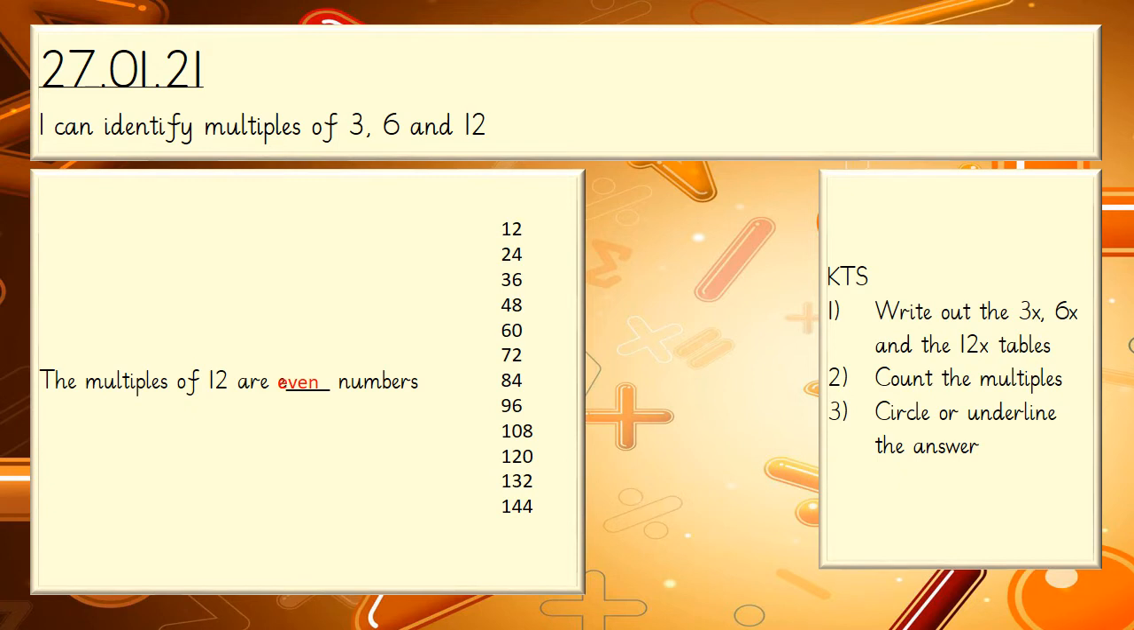That's the same as the multiples of 6. So if they're multiples of 6 or 12, they must be even. However, if they're the multiples of 3, they follow a bit of a pattern. They go odd, even, odd, even, odd, even, and so on. And that's because the 3 times table belongs to an odd number, which is the number 3.